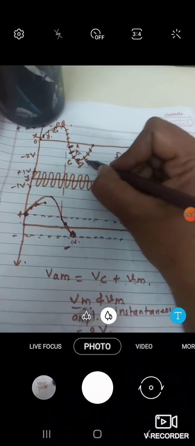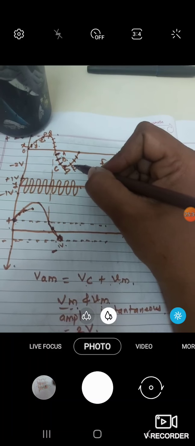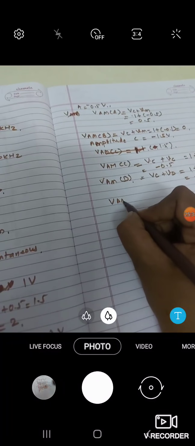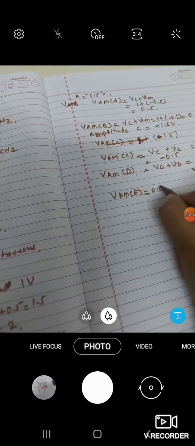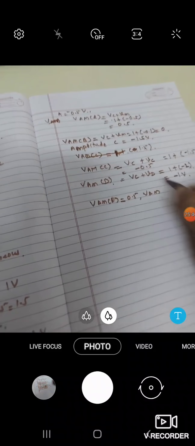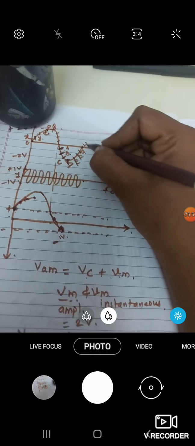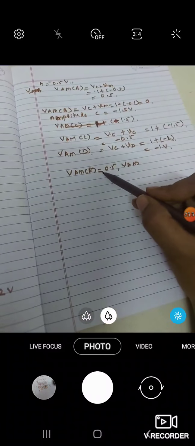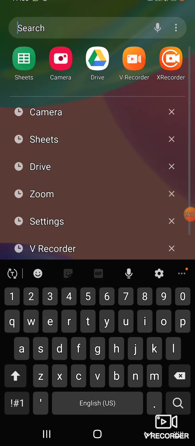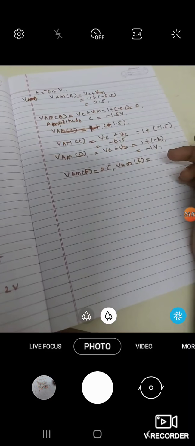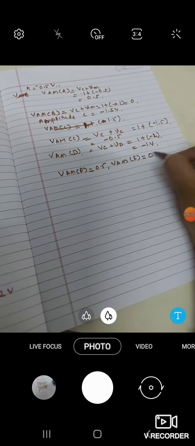So if we now look at point E, what is the value of E, -1.5. In that case, VAM, I am just writing, not all calculations, VAM at point E will be equal to 0.5. Let us say this is G and H. So VAM at point E is equal to 0.5. VAM at point F is equal to 1 plus -1, so it will be equal to 0.